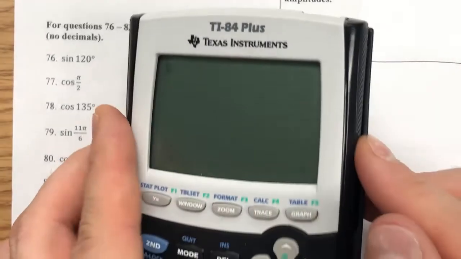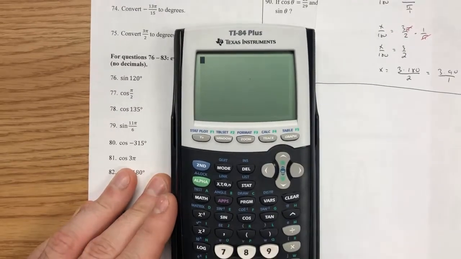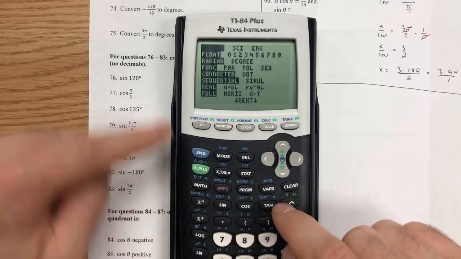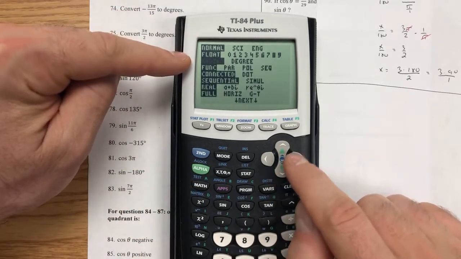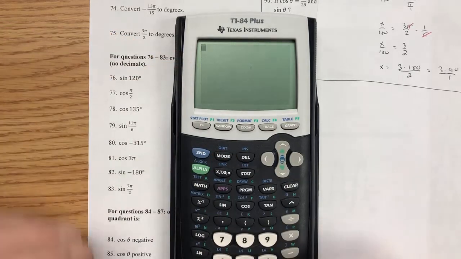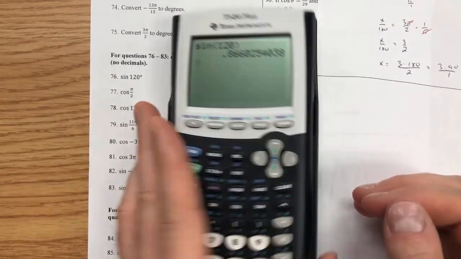In fact, if I try and use a more advanced calculator, I run into the same problem. First off with this one, I need to check my mode. So I go to mode, and I'm in radians, so I'm going to move over to degrees. Now I can enter in degrees. So if I type sine of 120 degrees, I get that same big huge decimal. So what does it mean, no decimals?